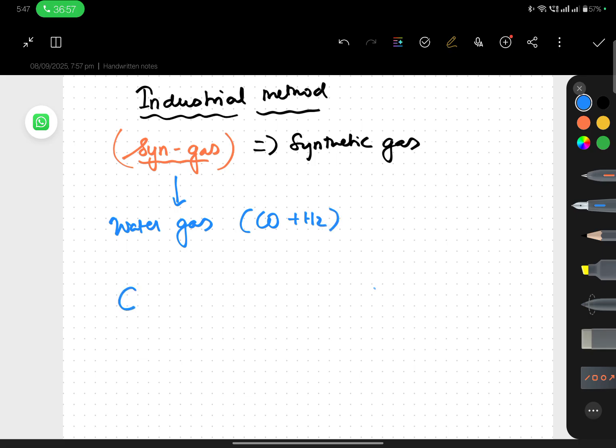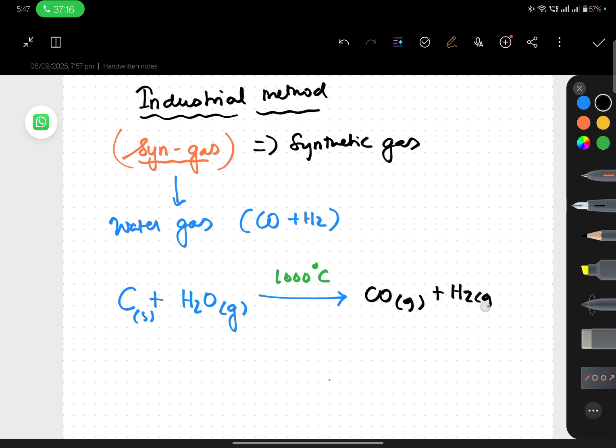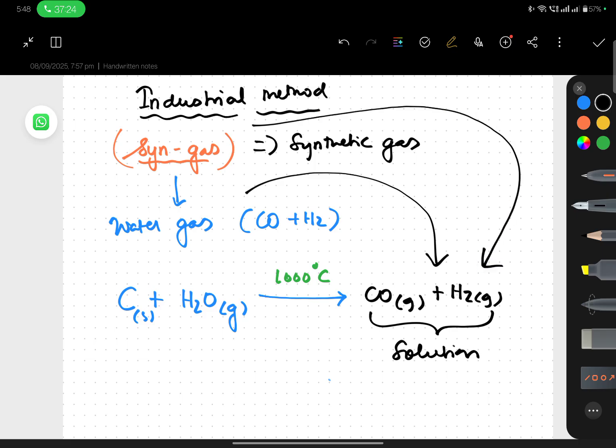How do we prepare it? You just take solid carbon, take water in the form of steam, and the temperature that you use here, write down, is 1000 degrees centigrade. You will find carbon monoxide gas and hydrogen gas forming a solution. This solution is called water gas. This solution is called syngas. Write down.